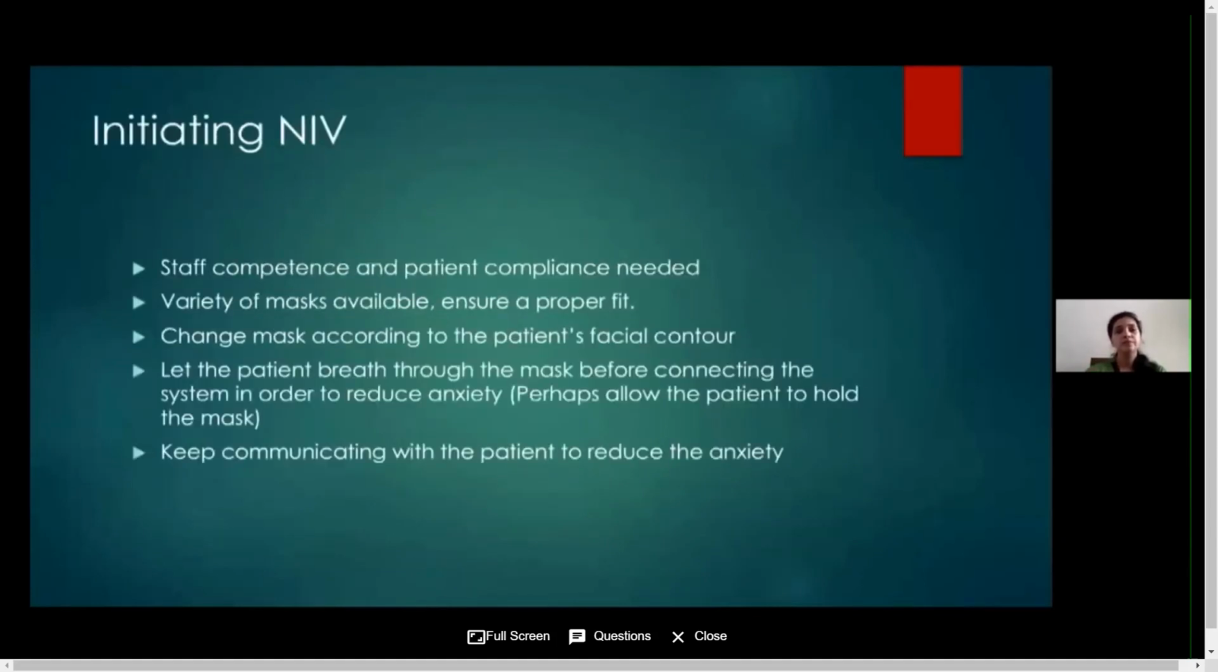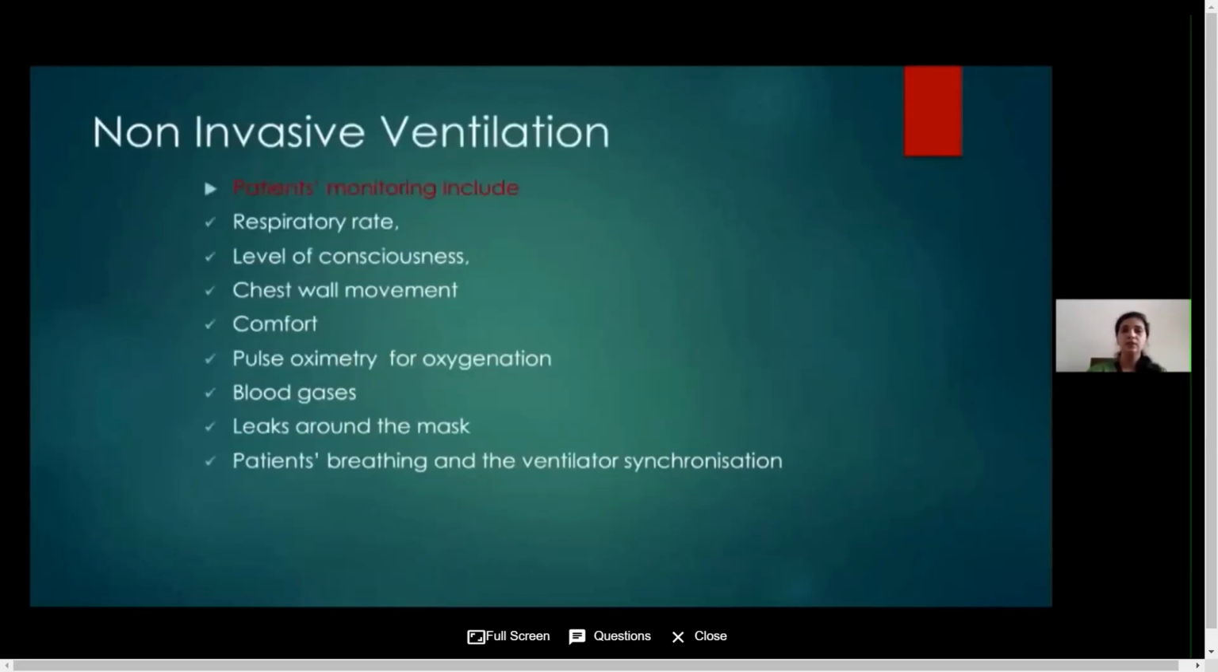So before you initiate, you must be competent in handling these instruments and giving these patients advice. You have to ensure that the patient is compliant above all. And you must know how to choose the exact mask or the interface that suits your patient. And ask the patient to breathe through the mask before you connect the patient to the machine, because then the patient is less anxious and much more comfortable with the machine, and it will help you to reduce anxiety and any dysynchrony between the machine and the patient's breathing.